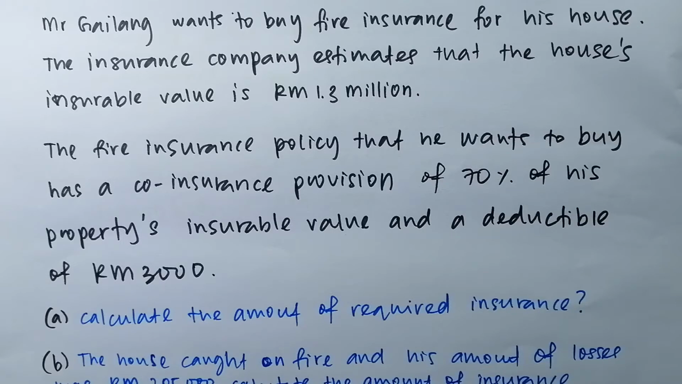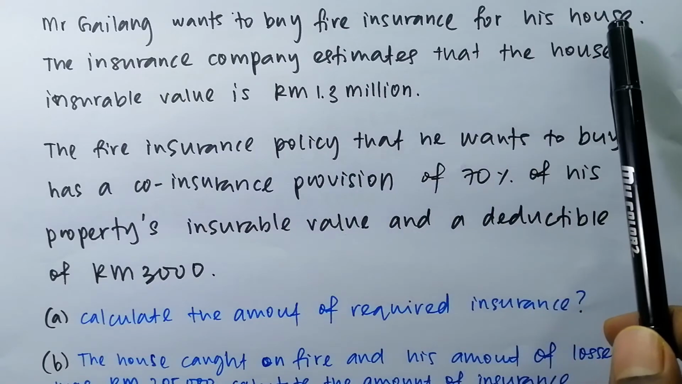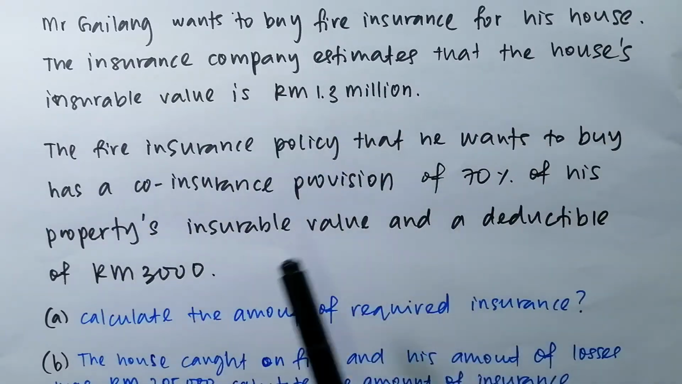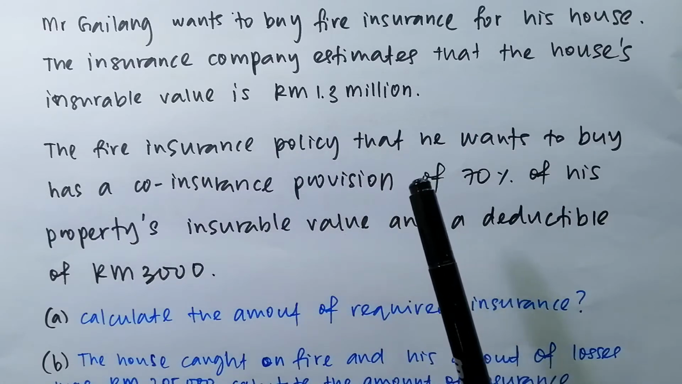There was a request from one of our subscribers to help them solve this question. I'm sharing the solution with all of you. The question reads: Mr. Geylang wants to buy fire insurance for his house. The insurance company estimates that the house insurable value is 1.3 million.